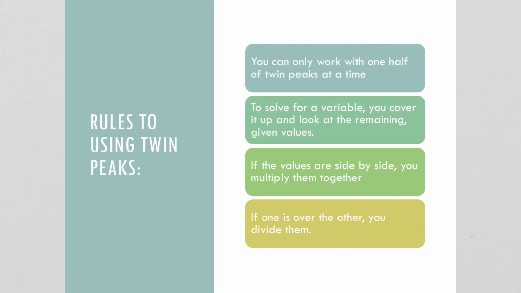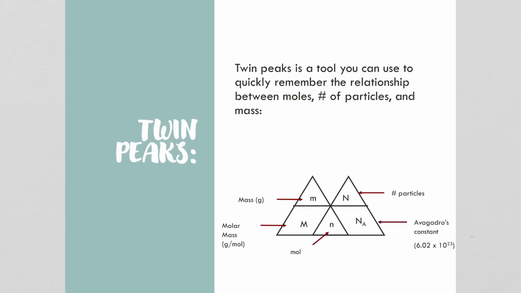So there are a few rules to using Twin Peaks. First of all, you can only work with 1/2 of Twin Peaks at a time. So you can't jump from, for instance, if we go back, you can't jump from mass immediately over to number of particles. You would have to convert to moles and then to number of particles.